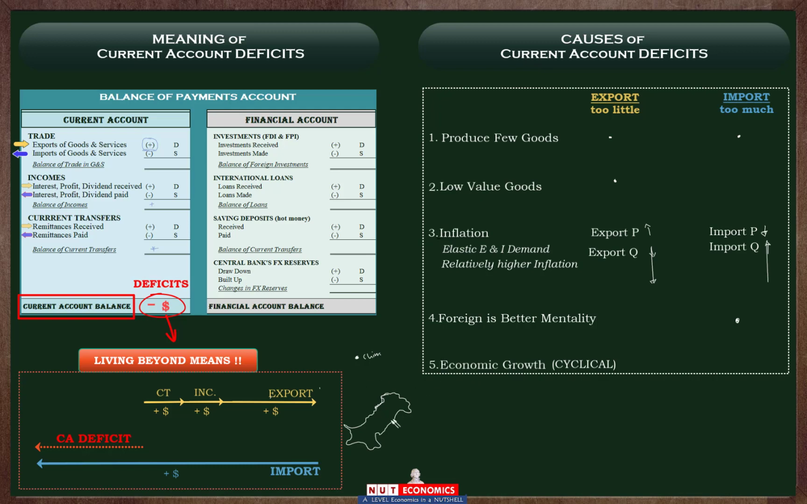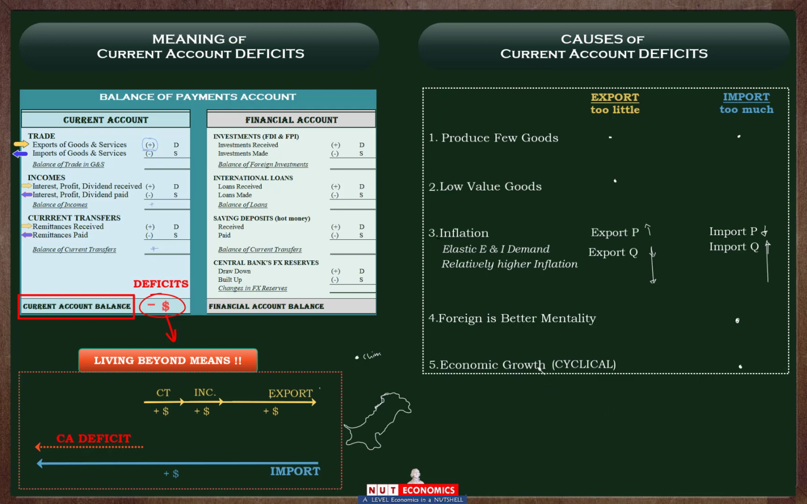And when that happens, the people of that country that is experiencing economic growth will start buying more things, both made in their own country and things made in other countries. So they will start importing more. And that will throw the current account into a deficit. Not necessarily, but that may throw the current account into a deficit.